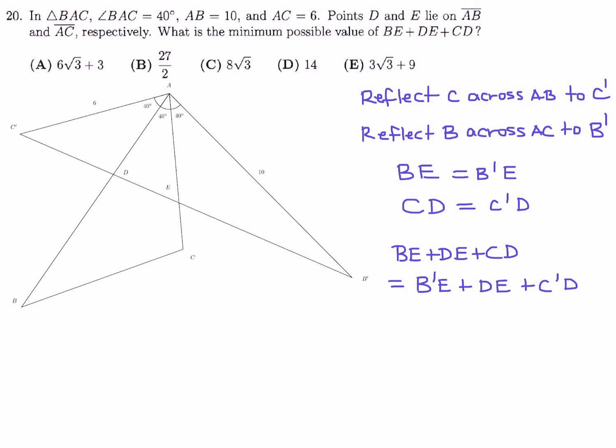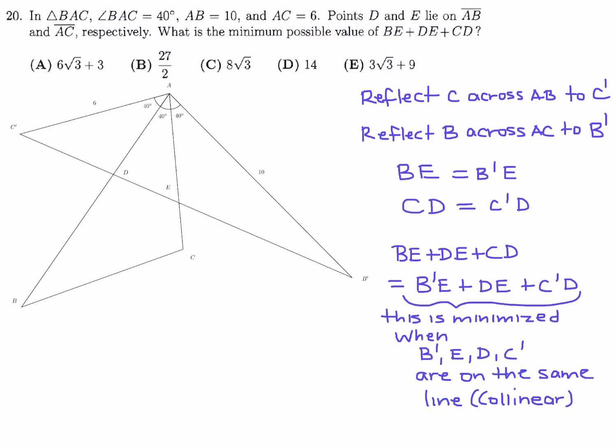And as you can see, that is minimized when all of those are on the same line. And that is known as being collinear. So now to figure out the distance from there to there, we just use the cosine law on this big triangle right there. So that distance is really equivalent to writing C dash B dash, the distance from here to here, which is equivalent to these guys, which is what the question wants.